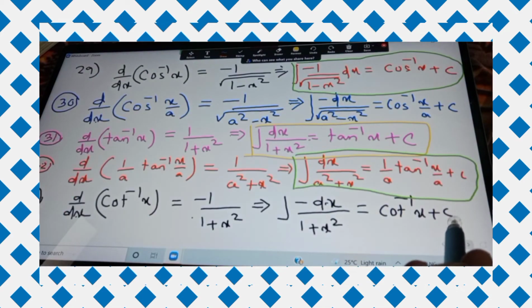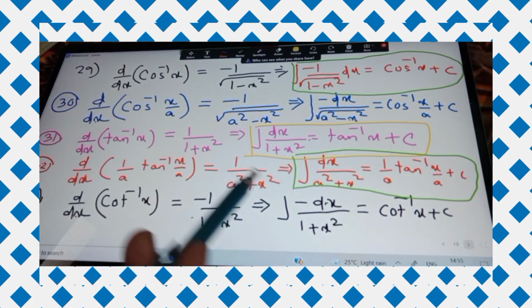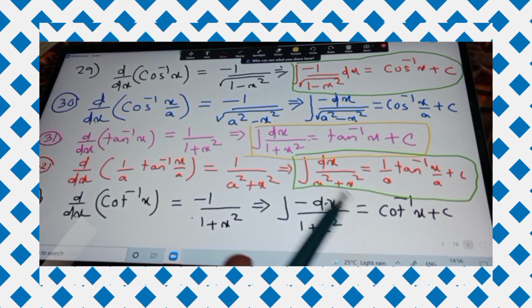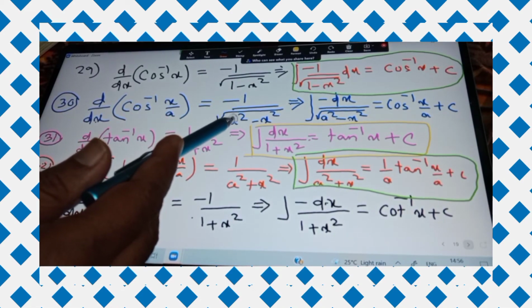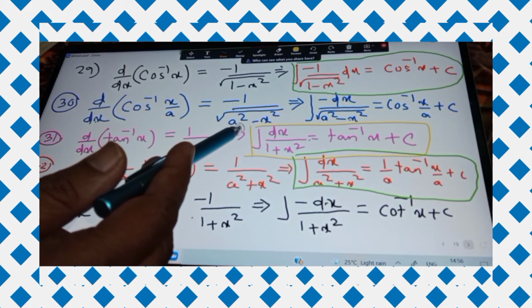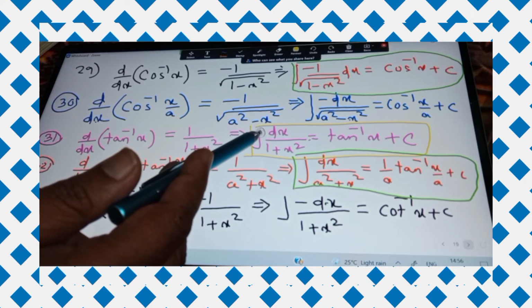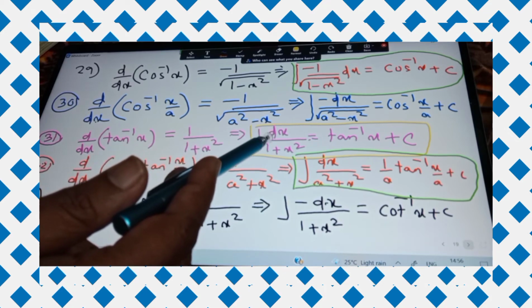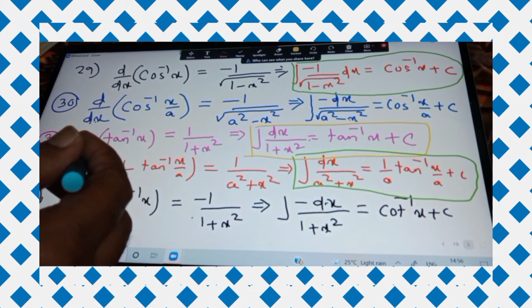The derivative of cos inverse of x is minus 1 upon square root of 1 minus x square. So integration of minus 1 upon square root of 1 minus x square dx is equal to cos inverse of x plus c. The derivative of cos inverse of x upon a is equal to minus 1 upon square root of a square minus x square. Similarly, integration of minus dx divided by square root of a square minus x square is equal to cos inverse of x upon a plus c. Same process, another formula I am telling.